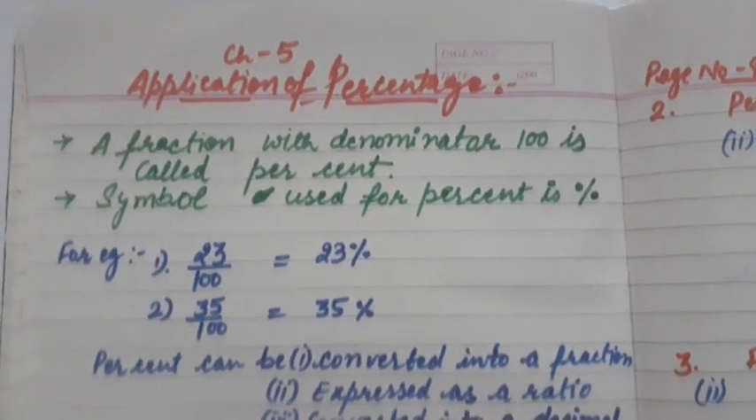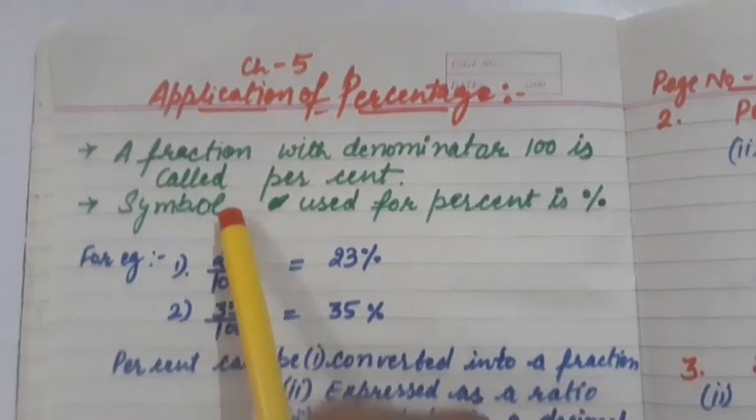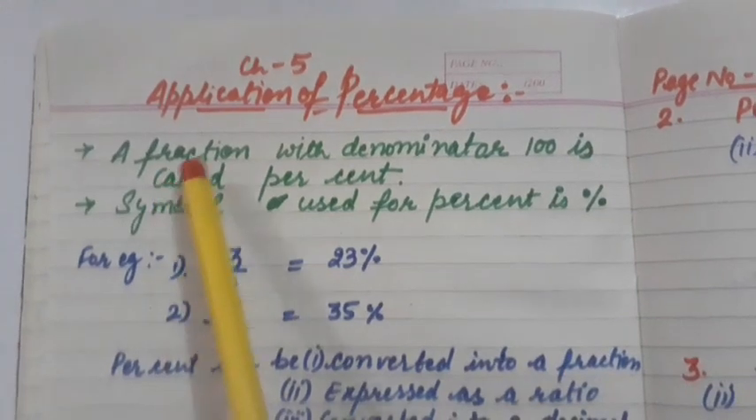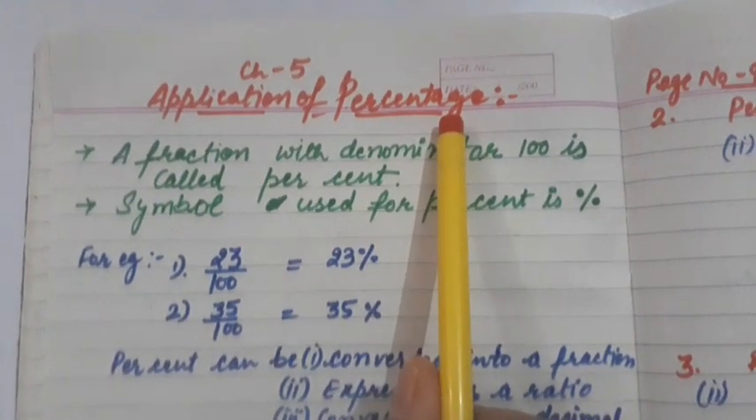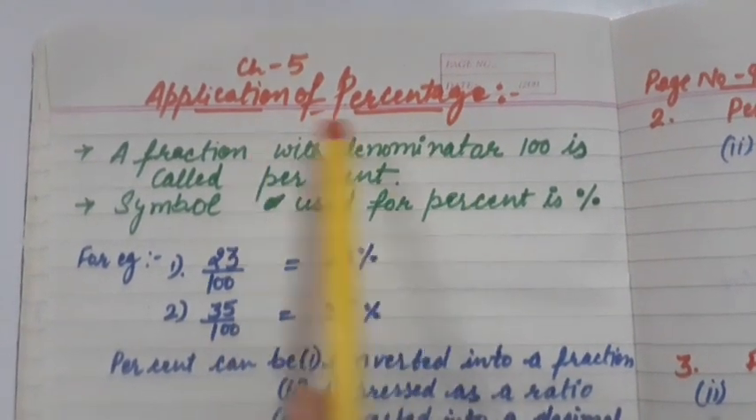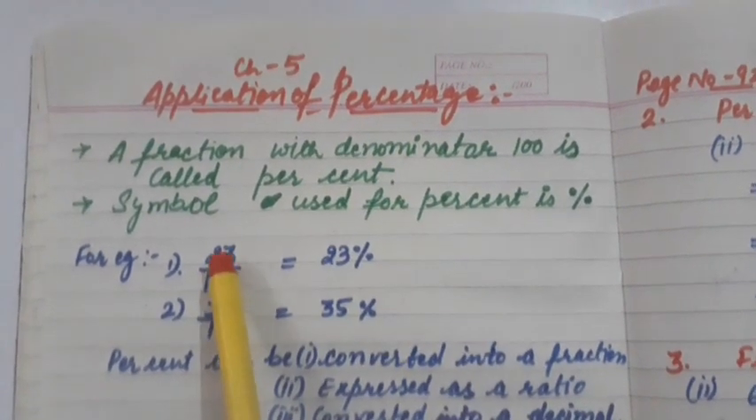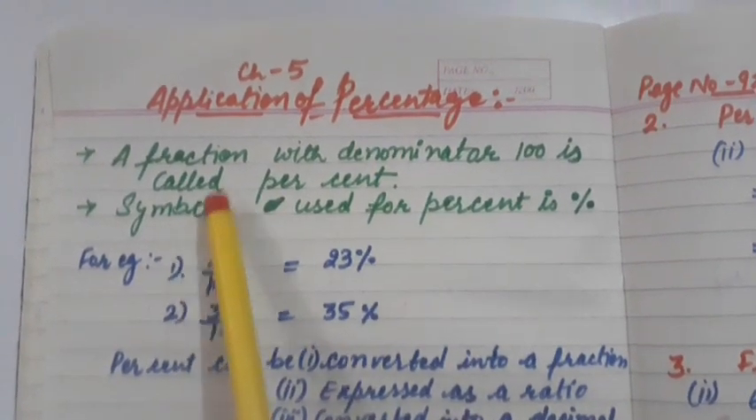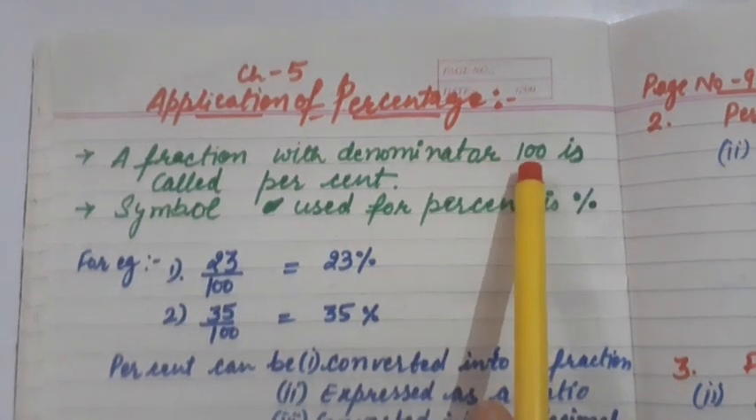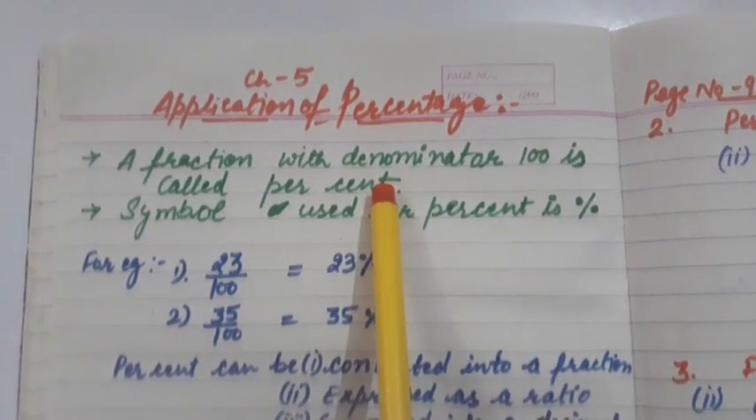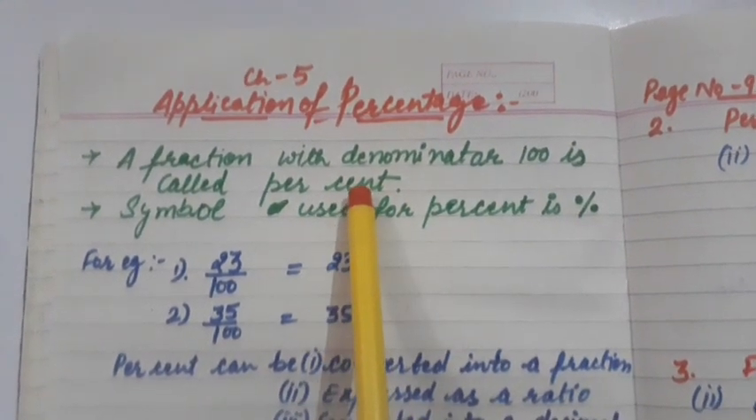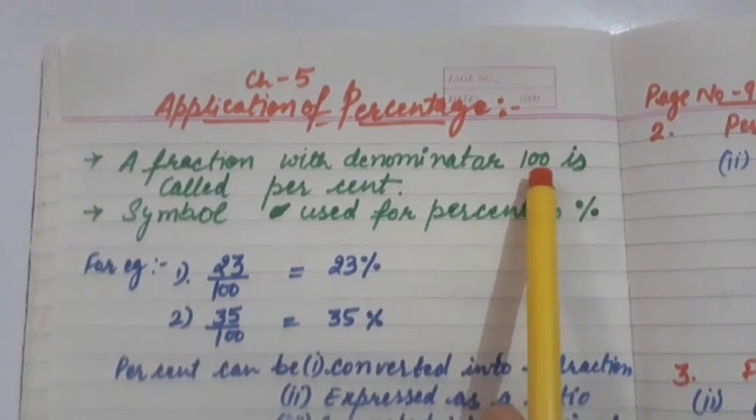Dear students, today we are going to discuss the new chapter, chapter number 5, application of percentage. In this chapter, we will discuss percentage. In class 6, you have studied percentage. A fraction with denominator 100 is called percent. Percent means the denominator should be 100.